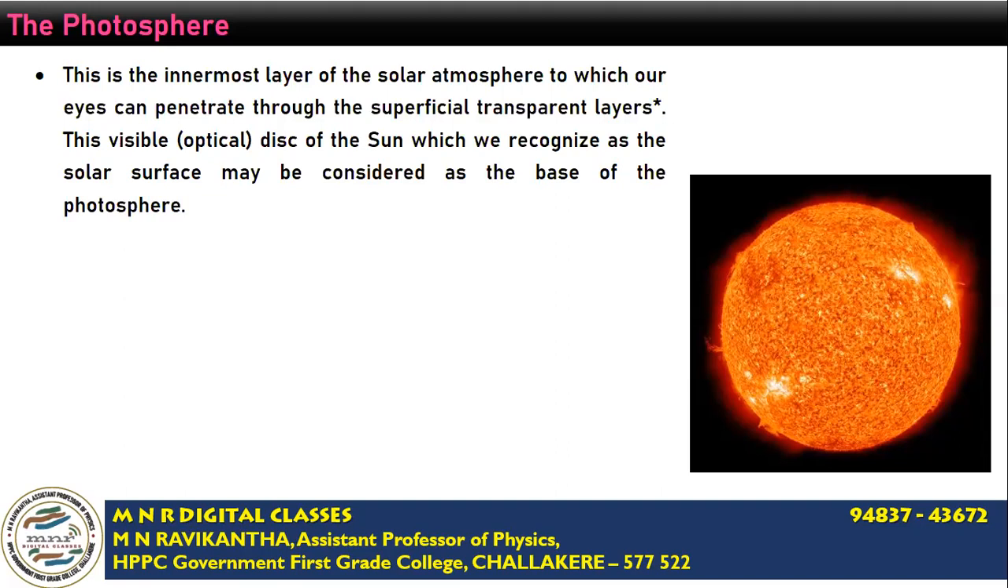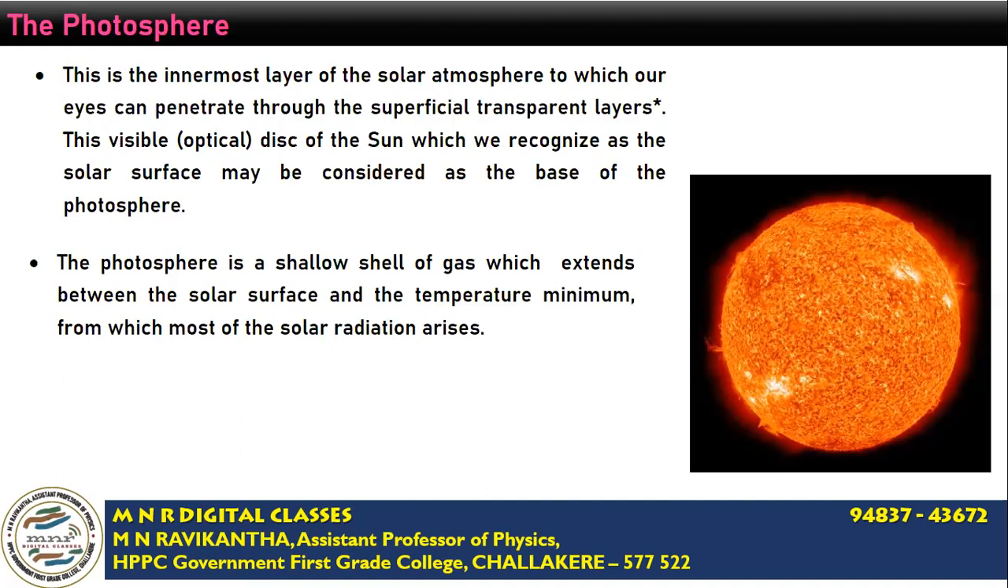This visible or optical disk of the sun, which we recognize as the solar surface, may be considered the base of the photosphere. The visible part of the sun is called the photosphere, and we can define it as the innermost layer to the extent to which our eye can penetrate through the superficial layers. So the photosphere is the shallow shell of gas which extends between the solar surface and the temperature minimum, from which most of the solar radiation arises.